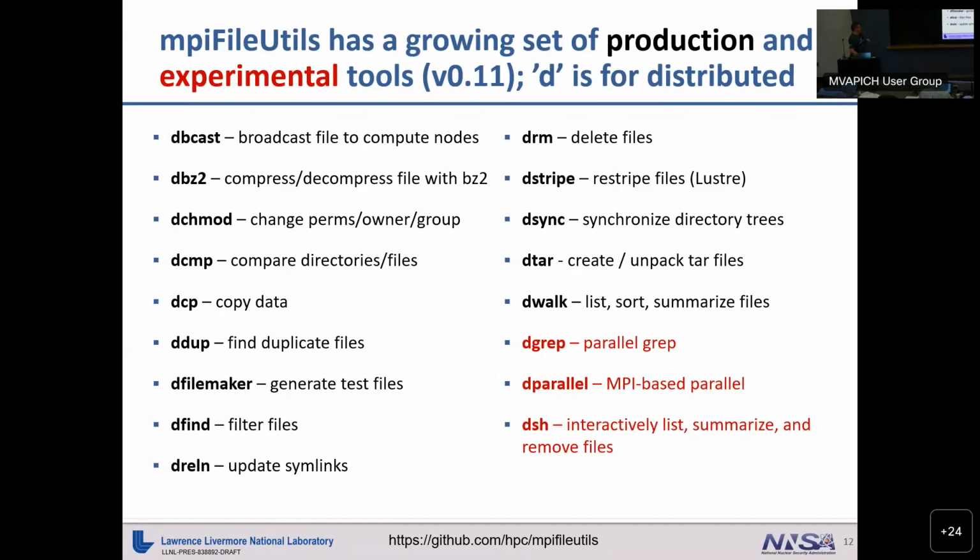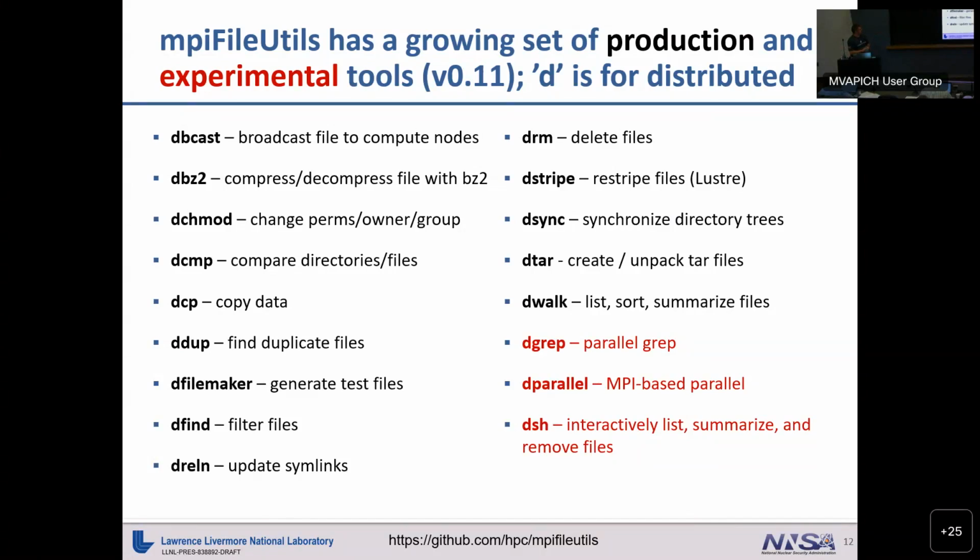Dfind is a way to filter a list into another list. So if you, for example, want to find all of the regular files that have a certain path name or component, you can start with an initial list, run it through dfind, and then you end up with a subset list that shows you the matches.